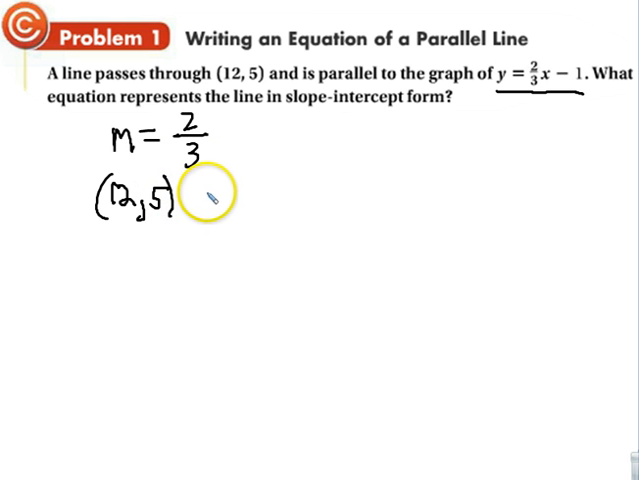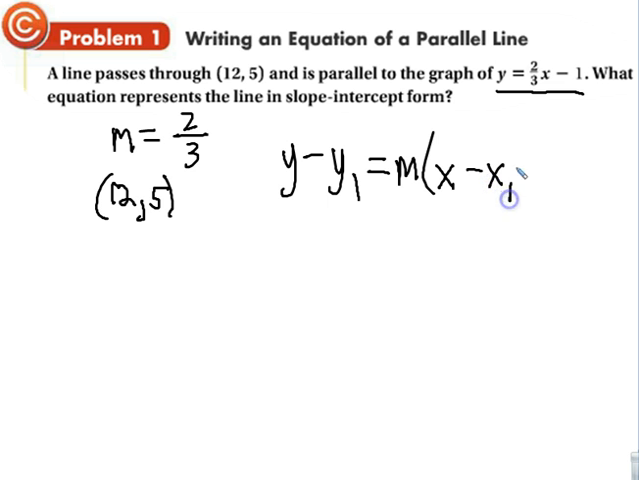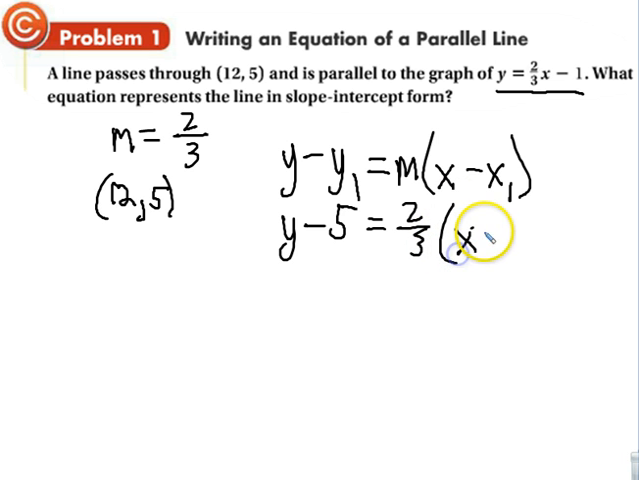So that sounds a lot like, if I have the slope and a point, I can use point-slope form. y minus y1 equals m times x minus x1. Remember section 4. Okay, so I'm going to plug it in. y minus 5 equals 2/3 times x minus 12.